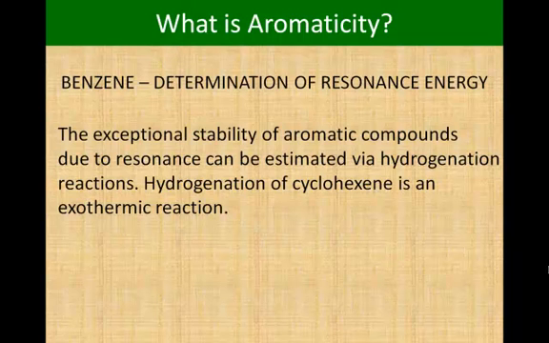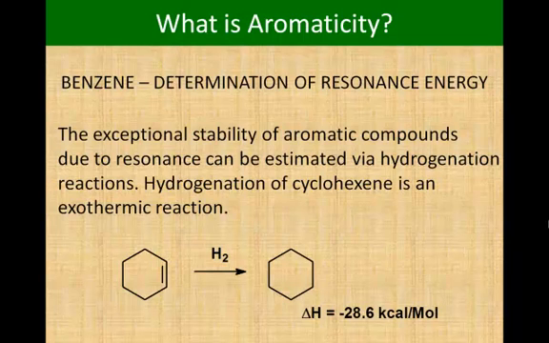Now, I told you that molecules or ions that have resonance are more stable than molecules or ions that do not have resonance. So aromatic compounds are exceptionally stable by virtue of having resonance, and we can calculate the resonance energy, or the amount of stabilization, by looking at hydrogenation or reduction. For instance, if I perform this hydrogenation of cyclohexene, this is an exothermic reaction, and it gives off 28.6 kilocalories per mole. So in other words, I can say that cyclohexane is more stable than cyclohexene by 28.6 kilocalories.